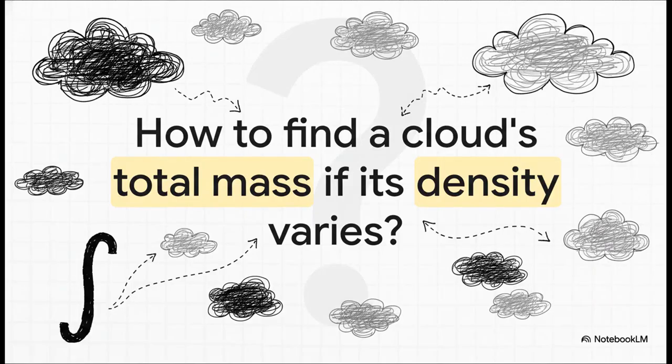Really think about this for a second. A cloud isn't just a solid block, right? It's wispy over here, way denser over there. How could you possibly add all of that up? It seems kind of impossible, doesn't it? Well, this is the exact kind of problem that multivariable integrals were invented for. And by the end of this, you'll see exactly how it's done.